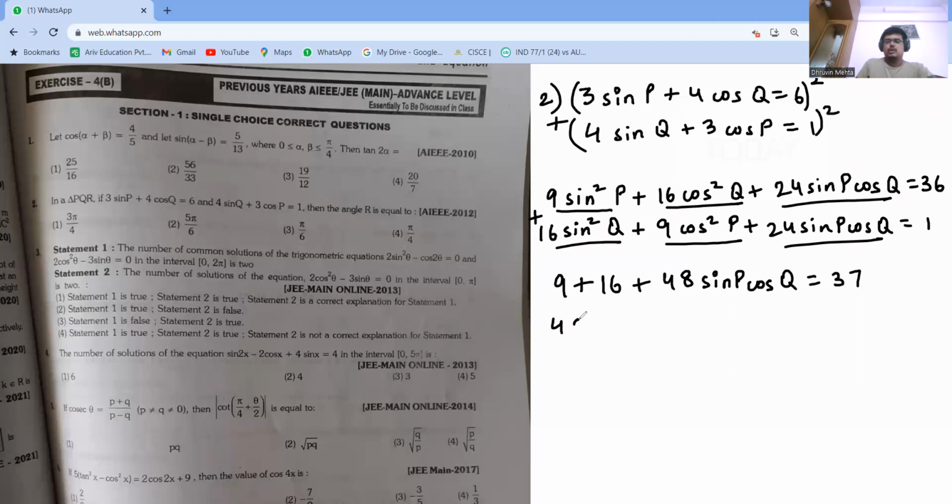So from here we will get 48 sin p cos q is equal to 37 minus 25, which will be 12. So we are getting sin p cos q is equal to 1 by 3. No, it's 3. Okay, 12 is on the right side, I wrote something else.